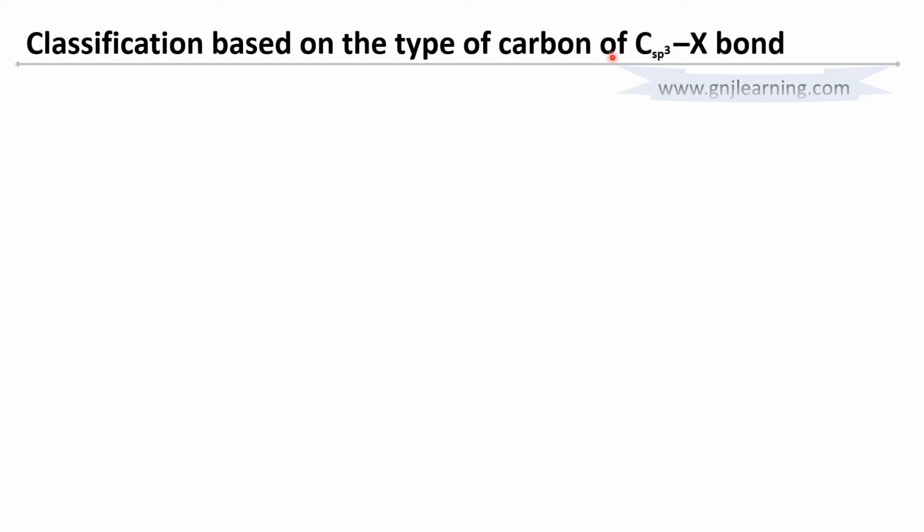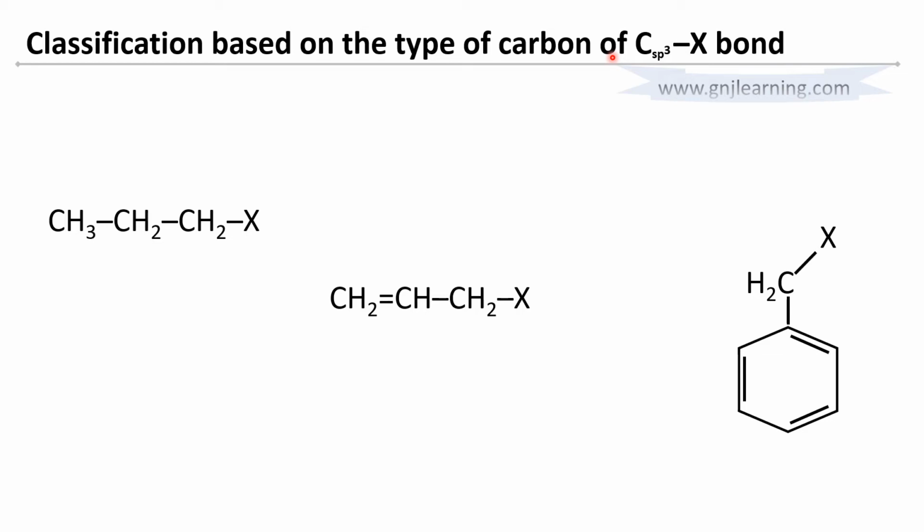Let us see. Here are 3 compounds that are given. As you can see, in this compound, this X is attached to the sp3 carbon, and as we have learned earlier, this sp3 carbon is an alkyl carbon. The sp3 carbon that is attached to X is an alkyl carbon.